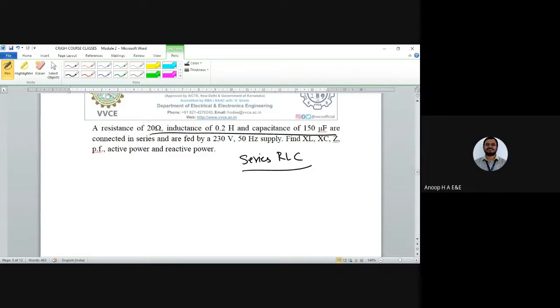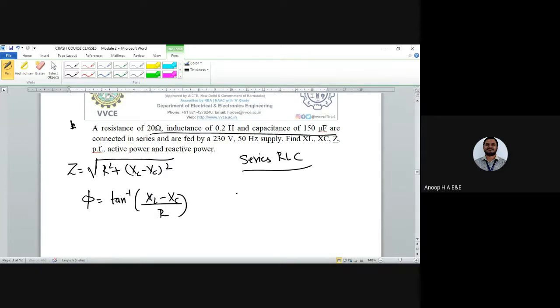So you need to pay complete attention so that you will find such problems easier. Okay, got it? So it's a series RLC circuit. I'll write down the equations. Z would be equal to root of R squared plus (XL minus XC) the whole squared, and the angle phi, which would be tan inverse of (XL minus XC) divided by R.